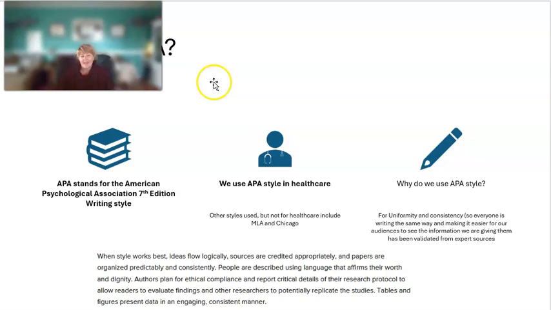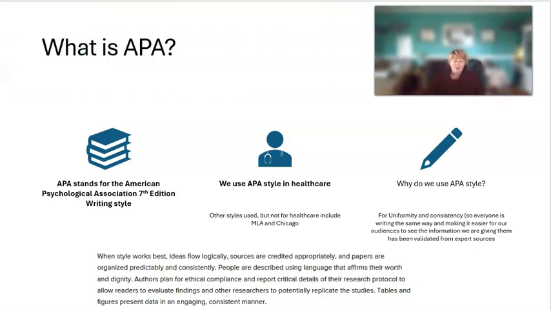So what is APA? APA stands for American Psychological Association 7th edition writing style. We use APA in healthcare. There are other writing styles like MLA and Chicago style, but we don't use those. We use APA. Basically, we use APA for uniformity and consistency so that everyone is writing the same way, and this makes it easier for our audiences to recognize that the information that we are giving to them has come from validated resources.